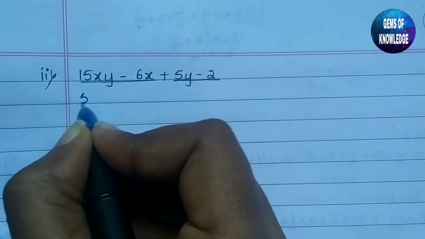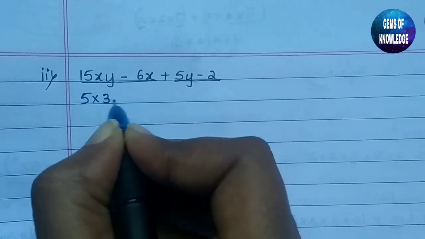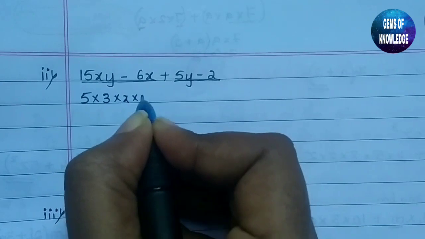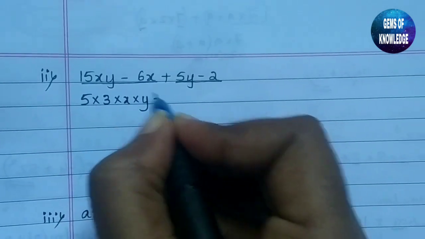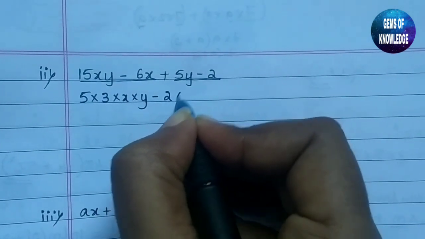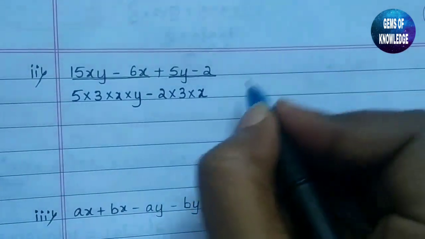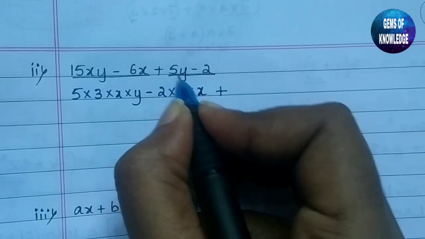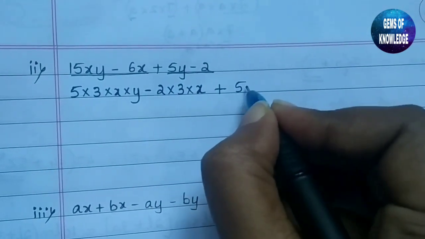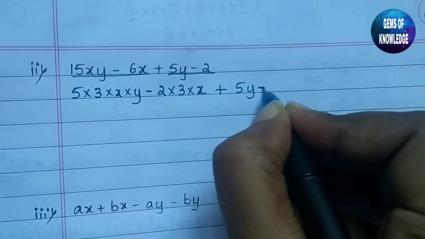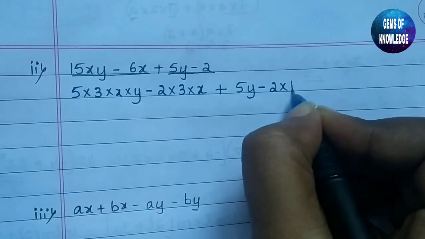15 can be written as 5 3s are 15 into x into y, minus 6x can be written as 2 3s are 6 into x, plus 5y can be written as 5y, and minus 2 can be written as 2 into 1.